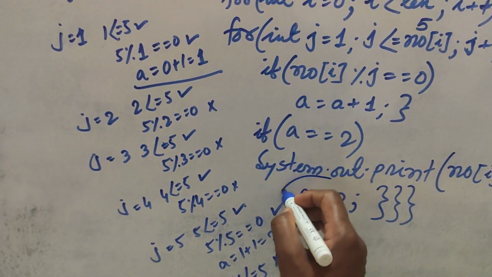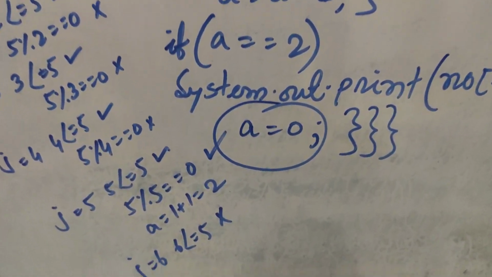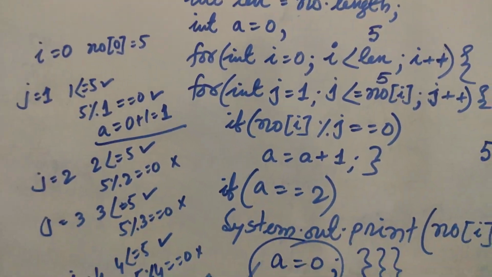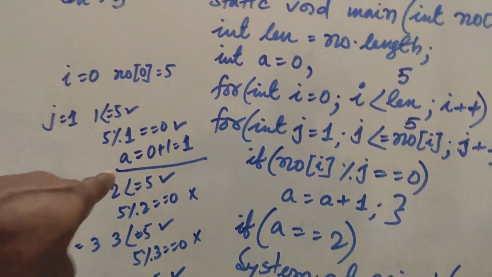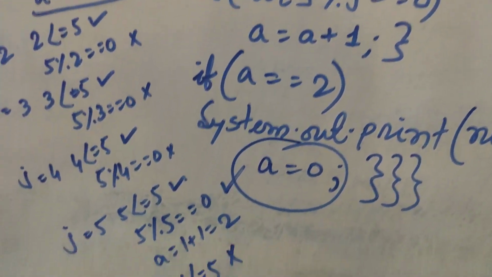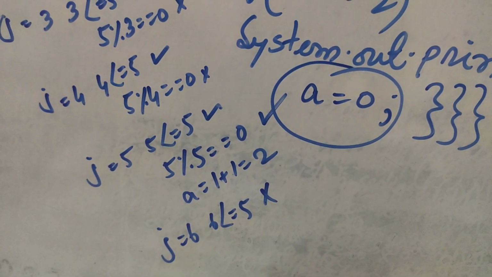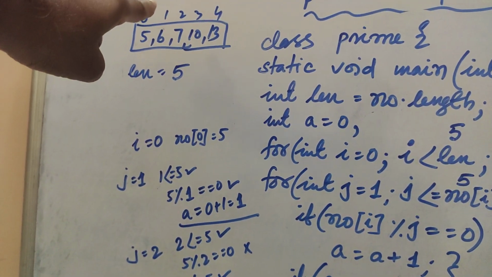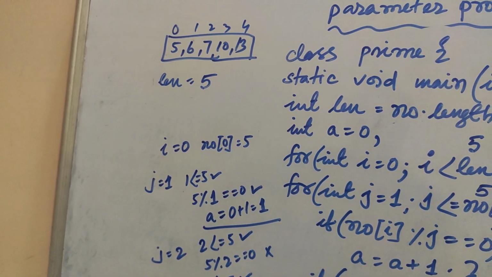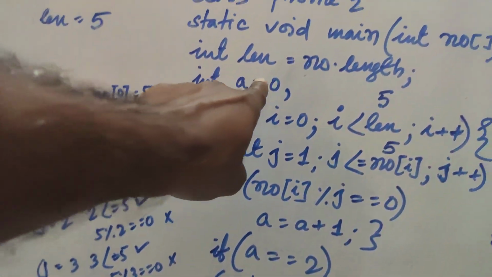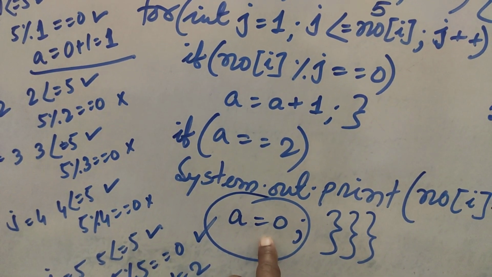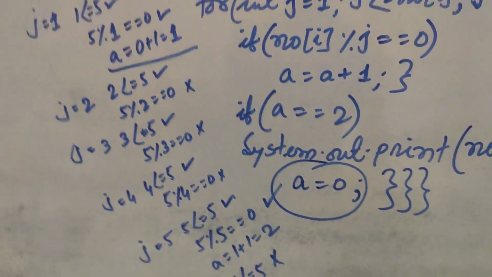Now why a equals 0? Because if I am not giving a equals 0, then the computer will not display any other number as a prime number, because in memory already a equals 2. So you need to make it empty. a equals 2 is already in the memory. So now when the computer brings the next value or next element, again the value of a should be 0. That's why you have to do a equals 0 here.